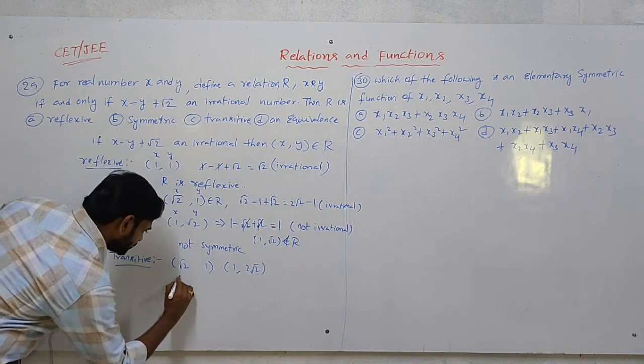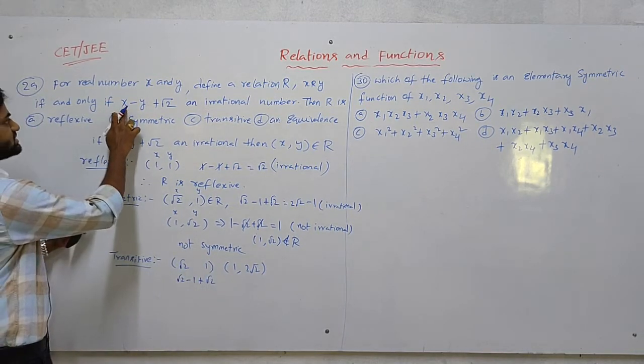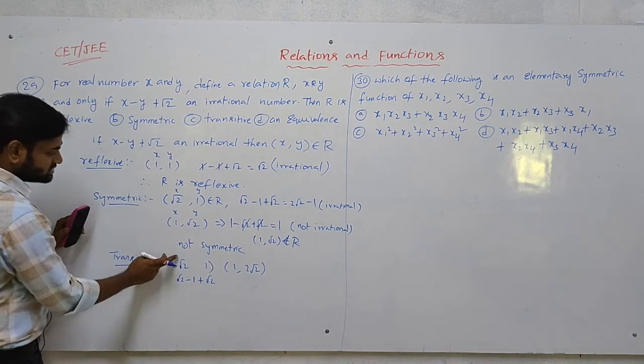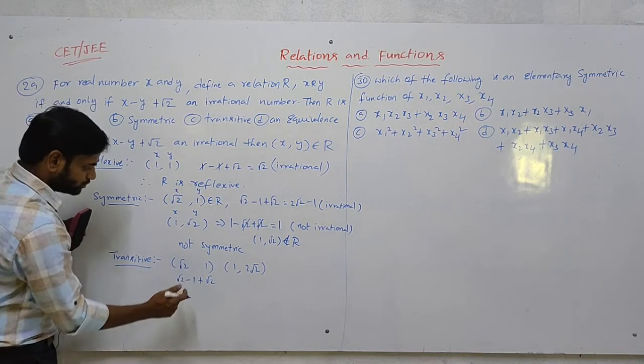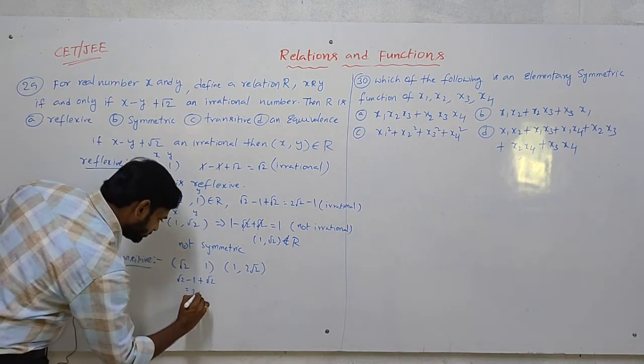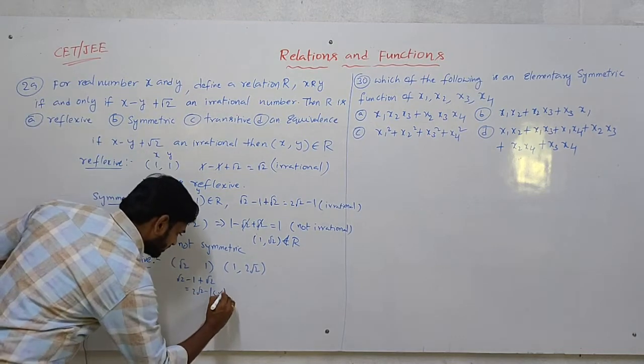Root 2 comma 1, that is root 2 minus 1 plus root 2. x minus y plus root 2, this is x, this is y. That is root 2 minus 1 plus root 2. So how much is it? 2 root 2 minus 1. Yes, it is irrational.